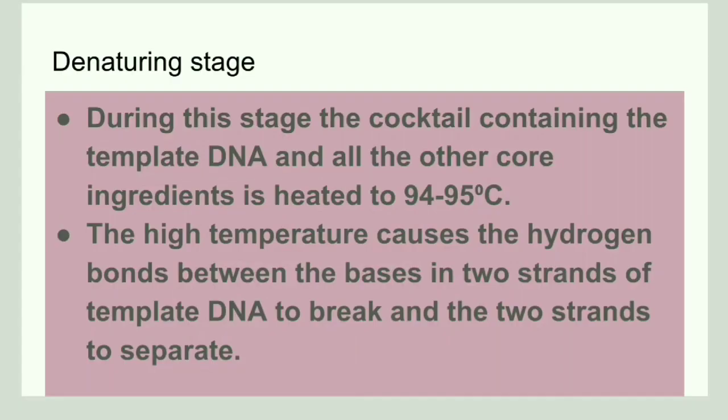Next, we will discuss the three stages in detail. First is the denaturing step. In this stage, the template DNA is heated up to 94 to 95 degrees Celsius, and at this temperature the hydrogen bonds break, resulting in single strands of DNA. That is, from a double-stranded DNA, two single-stranded DNAs are obtained.